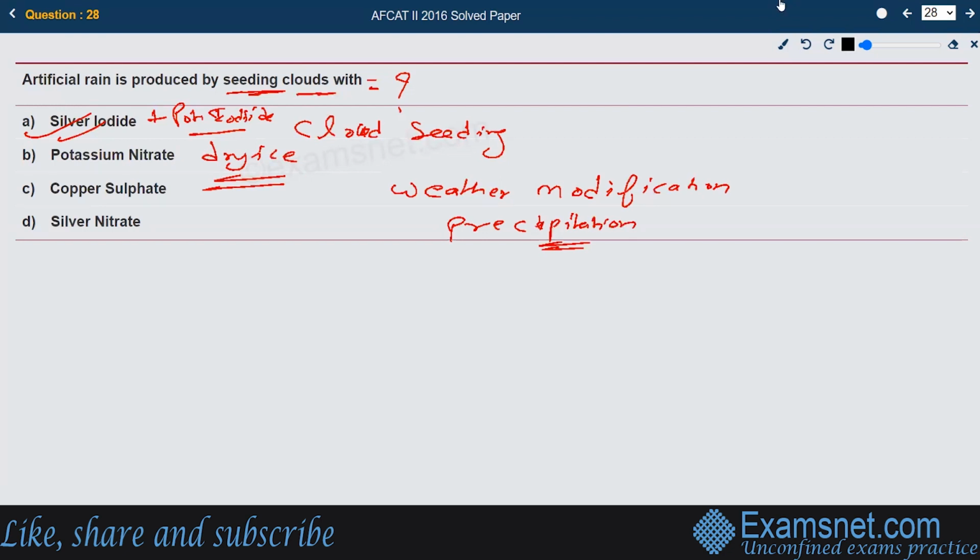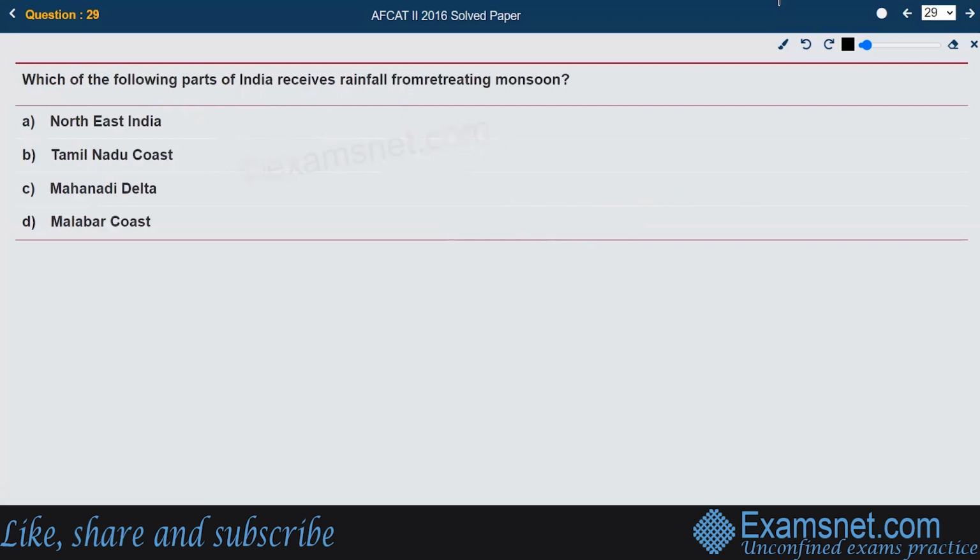and the right answer is option A. Now, which of the following parts of India receive rainfall from the retreating monsoon? Retreating monsoon causes rainfall in which part of India? And the right answer is Tamil Nadu coast. The coastal area of Tamil Nadu receives rainfall from the retreating monsoon. Okay, when the retreating monsoon blows from the northeast across the Bay of Bengal, it picks up a significant amount of moisture, which is subsequently released after moving back onto the peninsula.